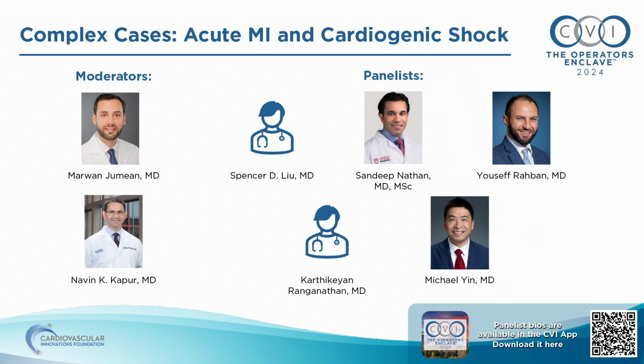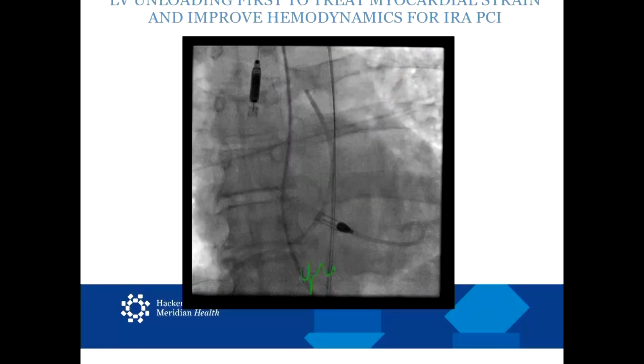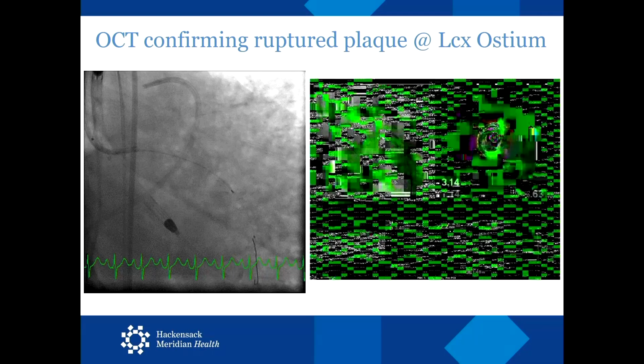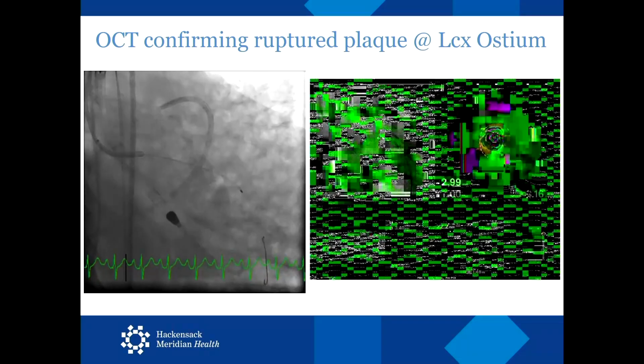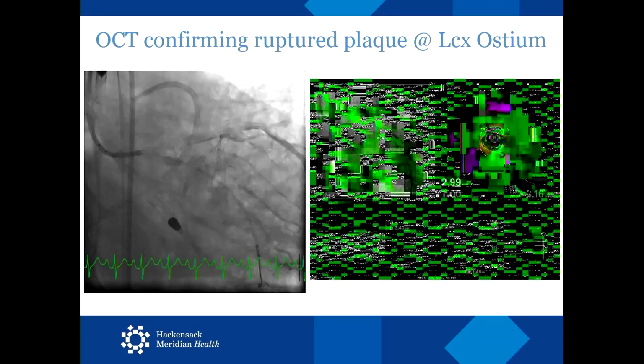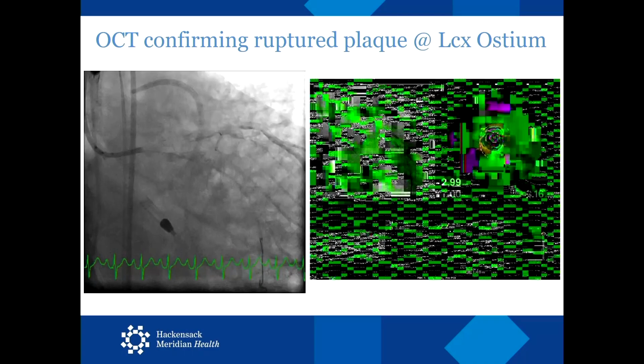Go after the infarct-related artery. So CP goes in, and now the question is, what's the next thing? Do you revascularize everything? Do you just treat the culprit vessel? So we identified with the OCT a ruptured plaque at the ostium of the circ, with somewhat sluggish flow in that territory.